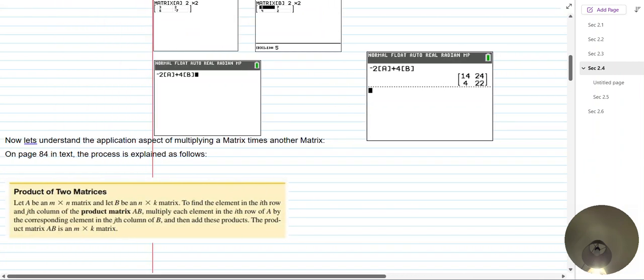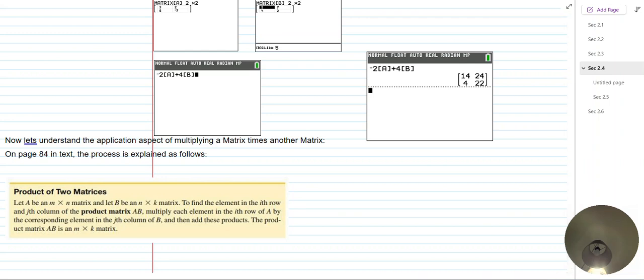All right, so now we're going to do the product of two matrices. And notice that in this one, A is an M by N, and let B be an N by K. All right, to find the elements of the ith row and the jth column of the product.